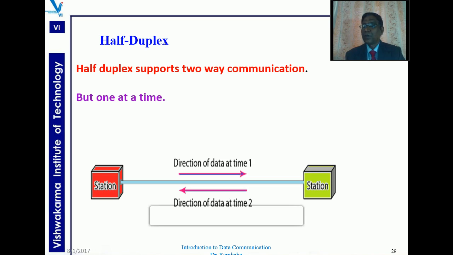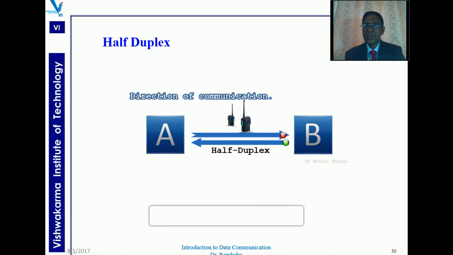Half-duplex supports two-way communication, but one at a time. You can see in this diagram the sender and receiver. Both stations can send and receive signals, but one at a time. Here at time 1, if this station is sending, at time 2, this station can transmit. We can see here the illustration of half-duplex communication. There is a communication between A and B. A can transmit, B can transmit, but both cannot transmit simultaneously. One at a time they can transmit. This is the concept of half-duplex communication.